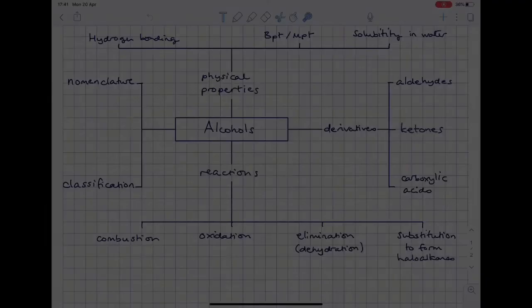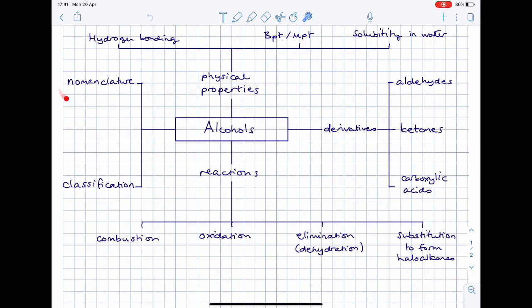So we covered in this video how to name alcohols and also how to classify alcohols into primary, secondary or tertiary alcohols. In the next video, we're going to do a very short video on physical properties of alcohols and explain them in terms of hydrogen bonding.